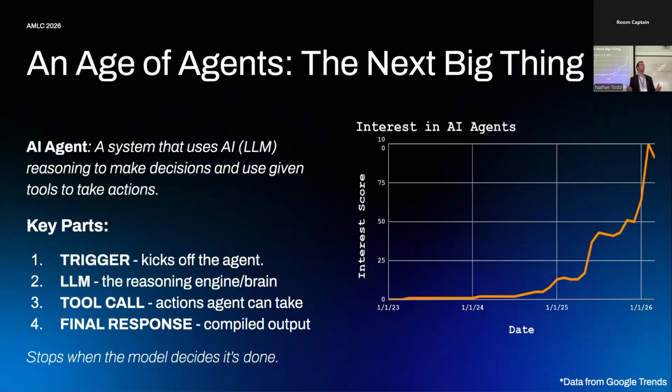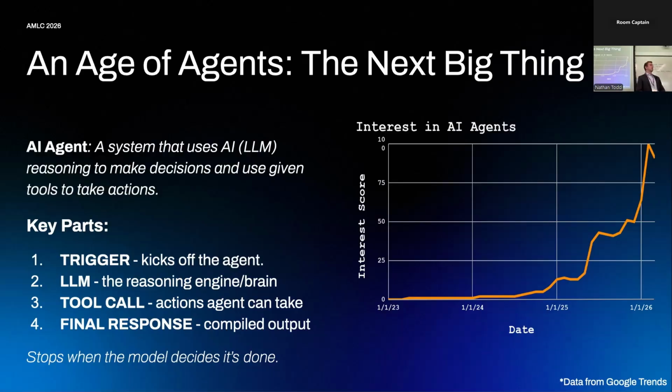So what even is an agent? An agent is really just a system that uses AI, which, when we say AI today, most people are referring to a large language model, that uses the AI's reasoning to make decisions and then take actions with given tools. That's what makes it so much more powerful than just a chat, right? It's actually taking action and getting something done, as opposed to just recommending something or giving some advice.